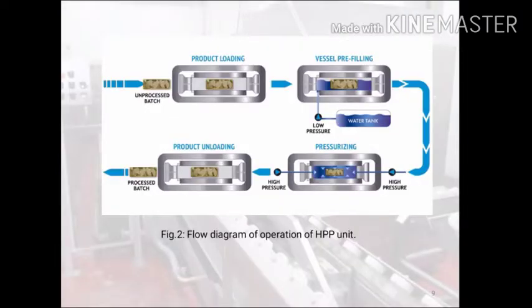Here in figure 2, it shows the flow diagram of the complete operations of a high pressure processing unit. As mentioned in the flow chart, the unprocessed food is loaded in the chambers, followed by the filling of the chambers with the pressure transmitting medium, that is water in this case, and the chambers are pressurized and held under pressure for a certain period of time. After this, depressurization takes place, and the processed food is unloaded from the pressure chamber.